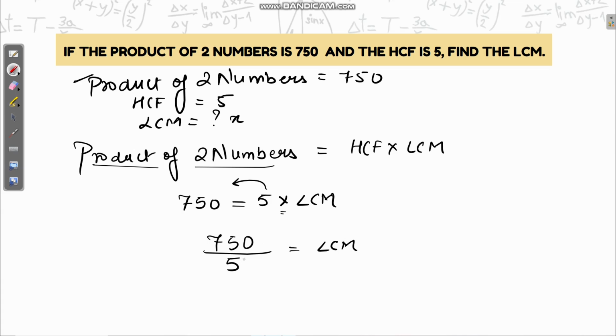Now you can easily cancel with 5. 5 ones are 5, 5 fives are 25, and this 0. So 150 is the LCM. This is the use of this formula: the product of two numbers is equal to HCF into LCM. We know the HCF, we know the product of two numbers, so we can easily find the fourth unknown thing in this formula. Let's move on to the next example.